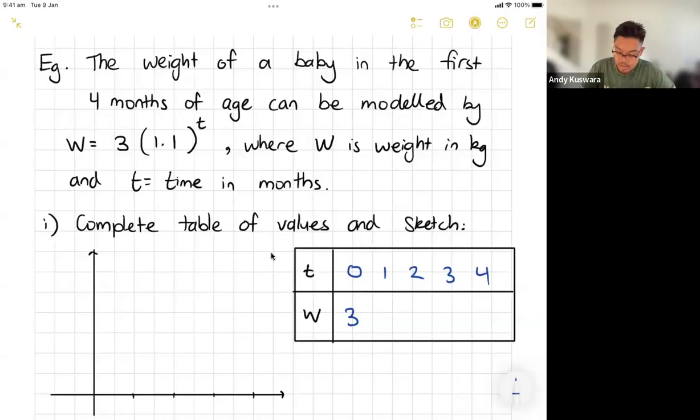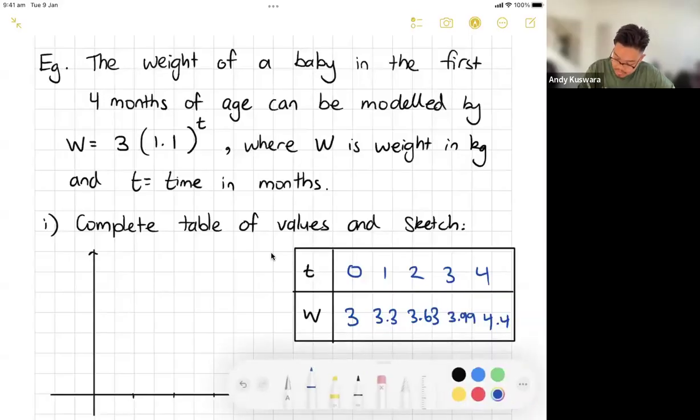Now, after the first month, that means I go to the power of 1. That baby is now going to be 3.3 kilos. At the second month, it's going to be 3.6 kilos, or technically 3.63. At the 3 month mark, the kid is 3.99 kilos, and at the fourth, I'm just going to round it to one decimal place.